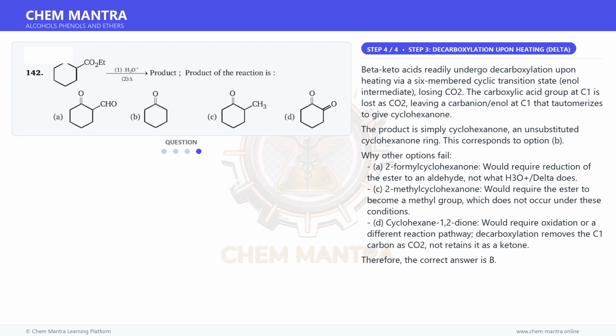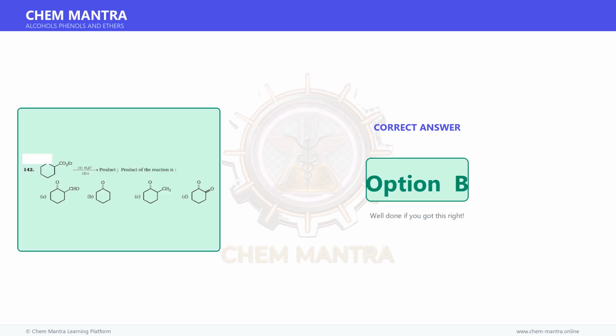D. Cyclohexane-1,2-dione would require oxidation or a different reaction pathway. Decarboxylation removes the C1 carbon as CO2, not retains it as a ketone. Therefore, the correct answer is B. Therefore, the correct answer is option B.